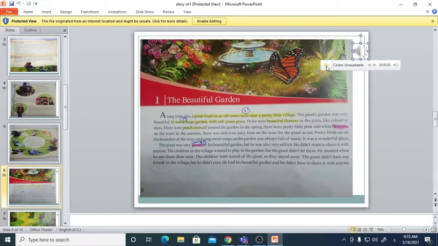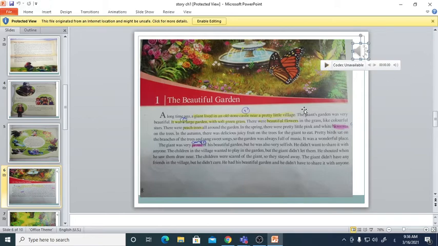A long time ago, a giant lived in an old stone castle near a pretty little village. A giant, what is a giant? A giant is an imaginary man who is larger than other men, bigger in size than any other man. He is imaginary. Imaginary means from our imagination, not in real life. Stone means rock. Do you know the rocks you can find in the street?